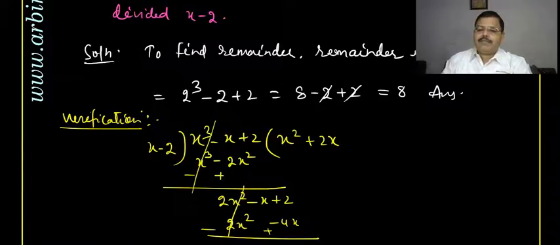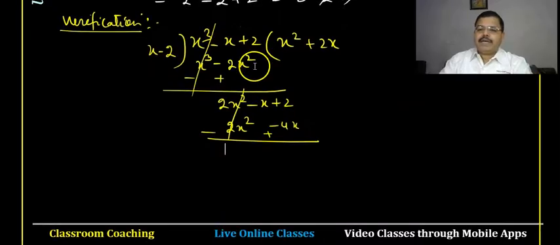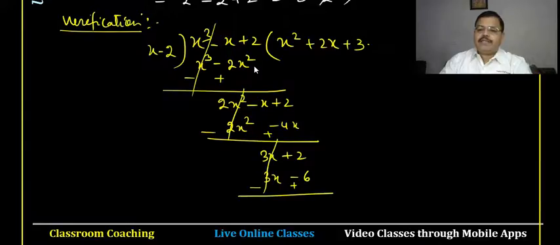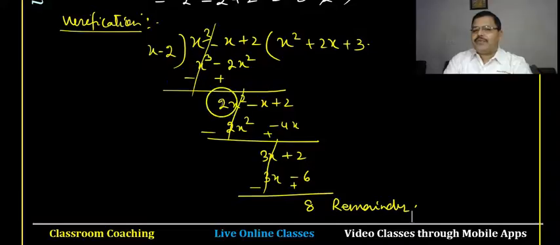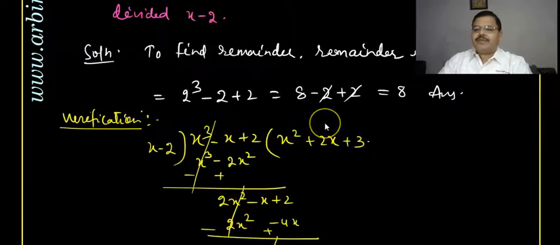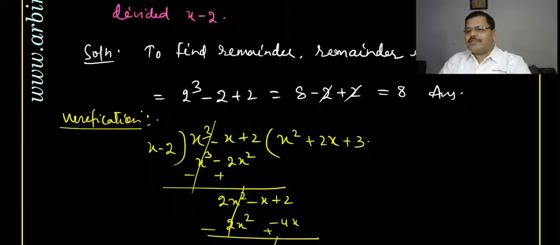This will be minus, this will be plus. And minus x plus 4x is 3x plus 2. And if you multiply by 3 here again, that will be 3x minus 6. If I take negative sign, positive sign there, this will be cancelled, and 6 plus 2 is 8. And this is the remainder. So that is the verification of all what I said, that the remainder is given by 8 here also. Instead of this whole division process, you can use this one only and you will definitely get the answer, 8 only.